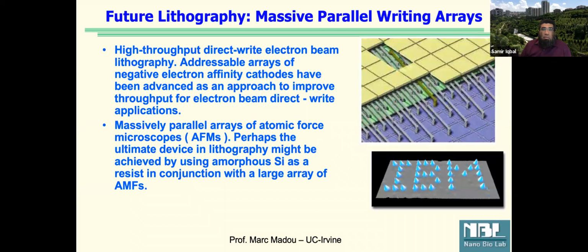Now, what do we want? Where do we want to get there? We want massive parallel writing. It's like your hard drive, right? Your hard drive has one head, so it's reading one place. Can we make massive parallel heads so it can be reading multiple places at any given time?